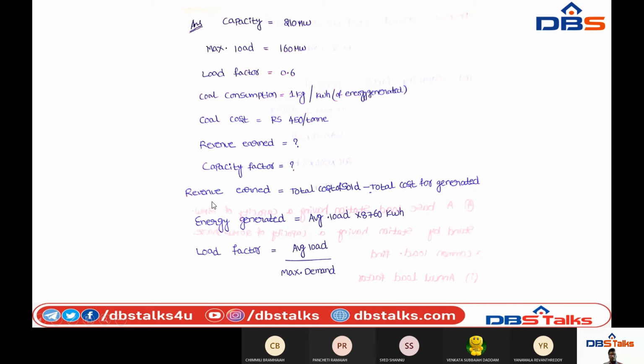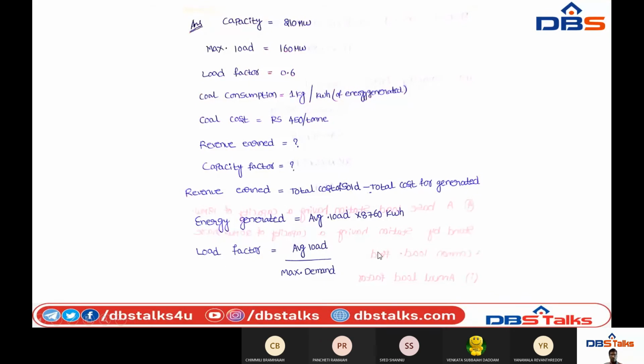To find out the value of revenue, initially we have to find out the total cost of energy sold minus the total cost of energy generated. First of all, energy generated is found by the expression we already know for the annual energy generated, which is average load multiplied by 8760. Students, 8760 is nothing but 365 days per year into 24 hours per day. This expression is parallel: average load is nothing but annual energy generated divided by 8760.